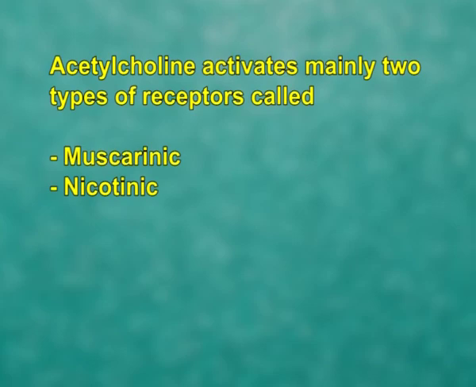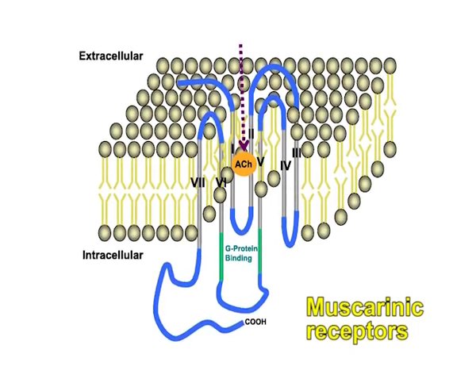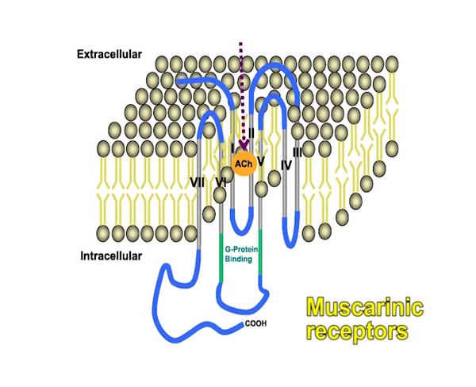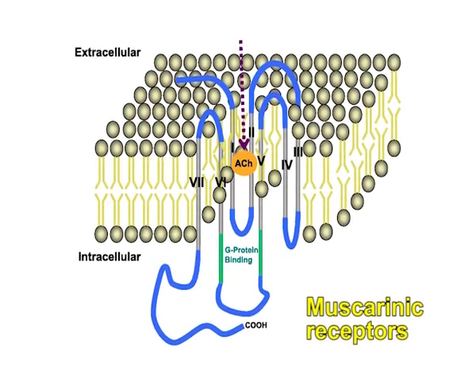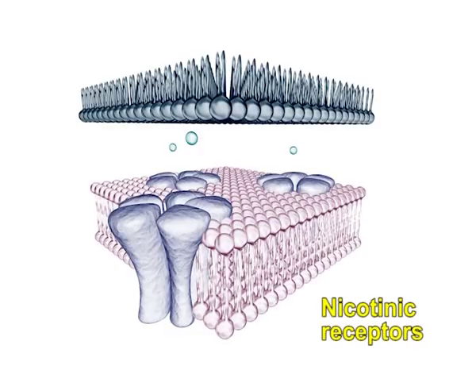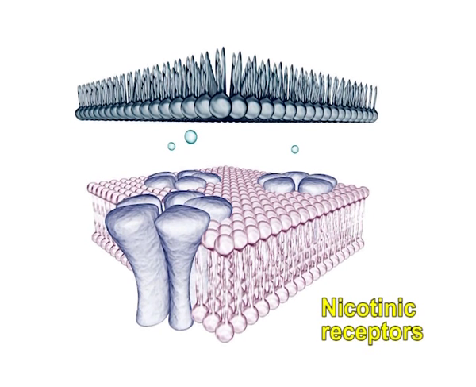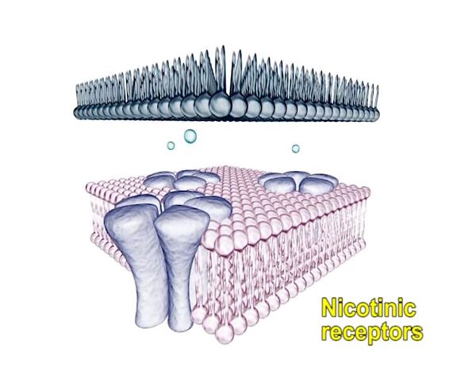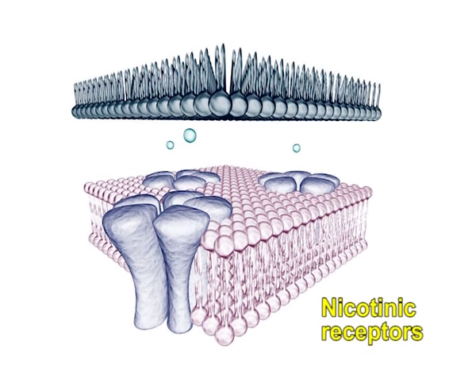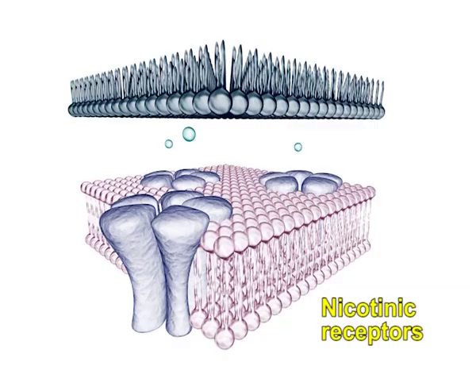Acetylcholine activates mainly 2 types of receptors called muscarinic and nicotinic. Muscarinic receptors are found on all effector cells that are stimulated by the postganglionic cholinergic neurons of either the parasympathetic nervous system or the sympathetic nervous system. Nicotinic receptors are found in the autonomic ganglia at the synapses between the preganglionic and postganglionic neurons of both the sympathetic and parasympathetic systems and the neuromuscular junctions in skeletal muscle.